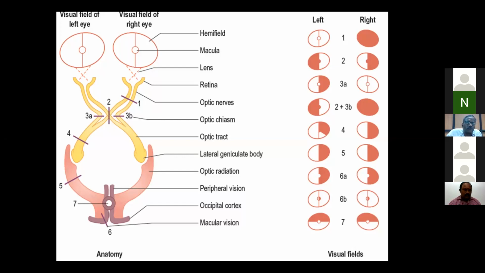So visual field of left eye, right eye. Macula, lens, retina, optic nerve, optic chiasma, optic tract, geniculate body, optic radiation, occipital cortex. These are the pathway for your optic nerve. I told you retina consists of two fibers: one is your lateral fiber, one is your medial fiber. When it goes to the level of your optic chiasma, you see your nasal fibers alone decussate, or cross, but temporal fibers go as such.